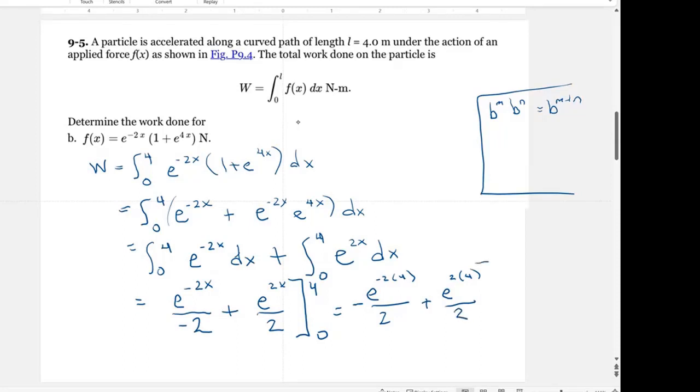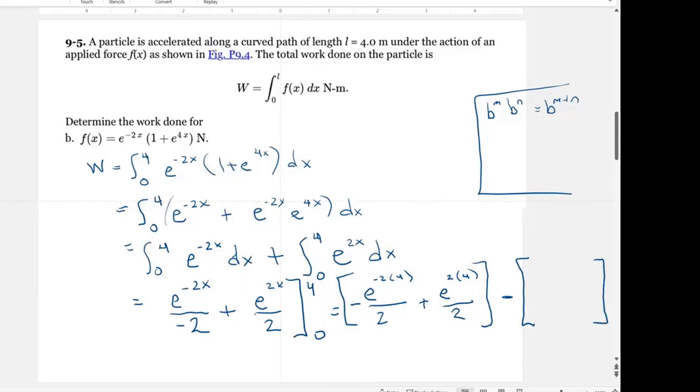This is me replacing my values with 4. And then don't forget, you also have to subtract the bottom number. So first we do the 4, and then we do the 0. We get negative e to the negative 2 times 0 divided by 2 plus e to the positive 2 times 0 over 2.